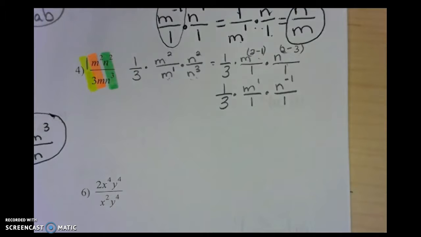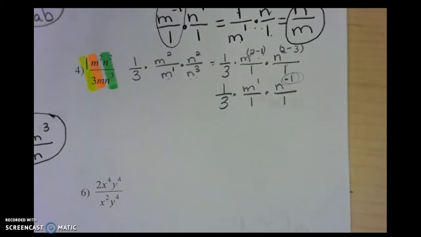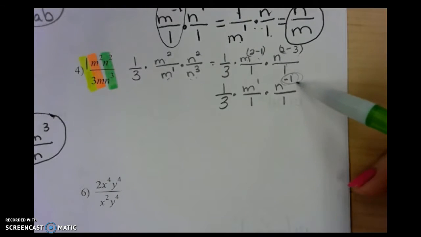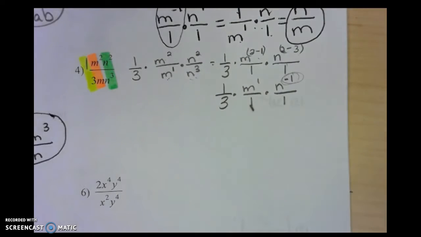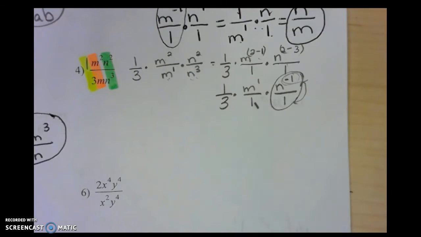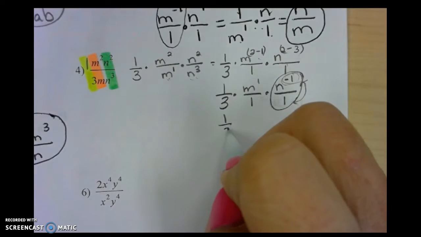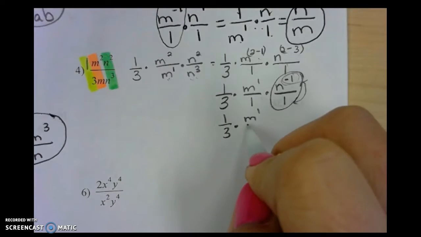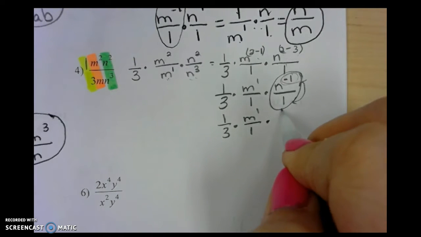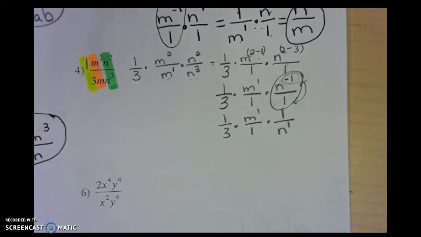Now I'm looking to see if there's anything else that has to be done. What you should notice is this negative 1. You cannot leave a negative exponent. In order to make my negative 1 exponent positive, I'm going to take the reciprocal of this term. I'm going to flip this fraction upside down. That's going to make the negative exponent positive. So 1/3 times m to the 1 over 1 times 1 over n to the now positive 1.